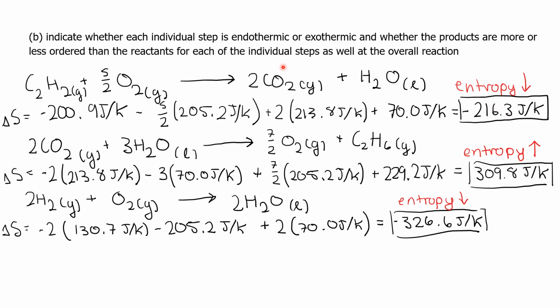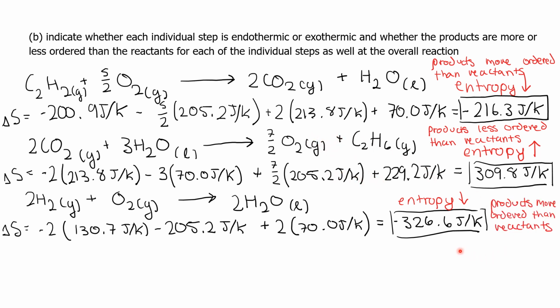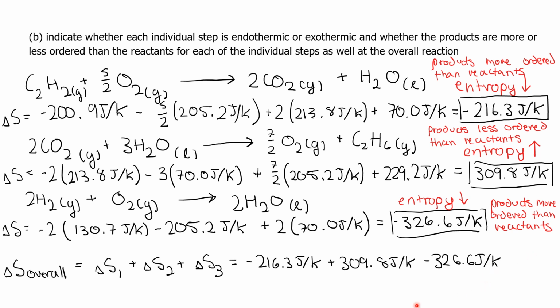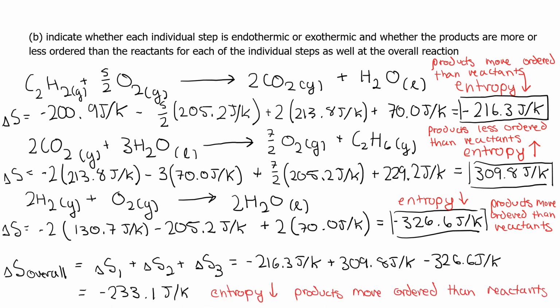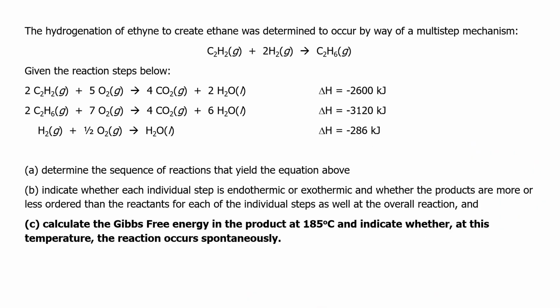Now, if entropy is going down, that means that disorder is decreasing, which means order is increasing. So the products are more ordered than the reactants. Here, entropy is increasing, meaning disorder is increasing, and the products are less ordered than the reactants. And the last one, same reasoning as the first one, entropy is decreasing, therefore disorder is decreasing, and the products are more ordered than the reactants. So overall, we just add them all up, perfect, and we come up with an answer of negative 233.1 joules per Kelvin. Entropy is decreasing, and the products will be more ordered than the reactants.